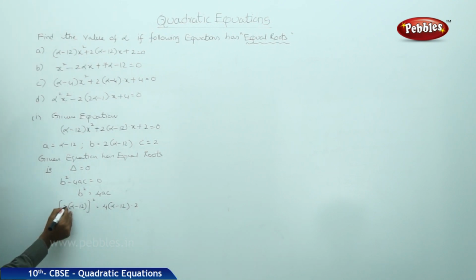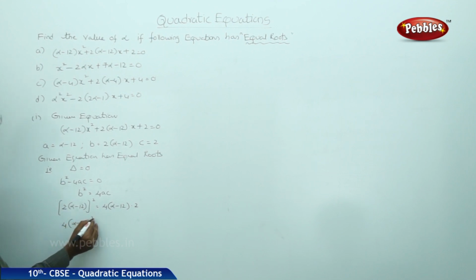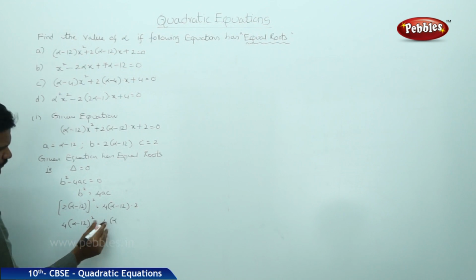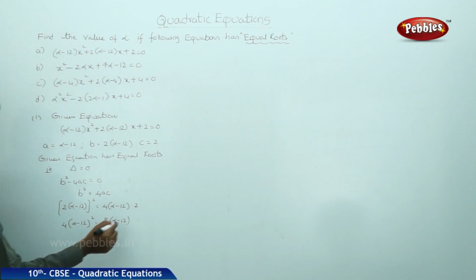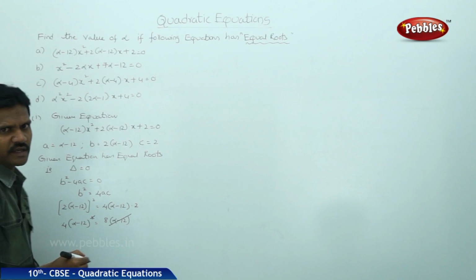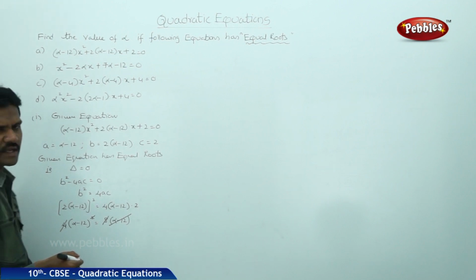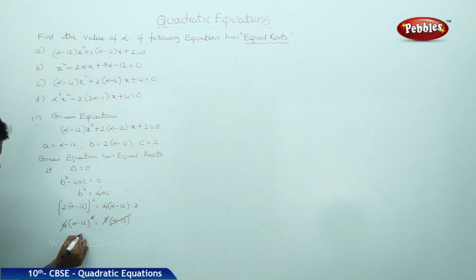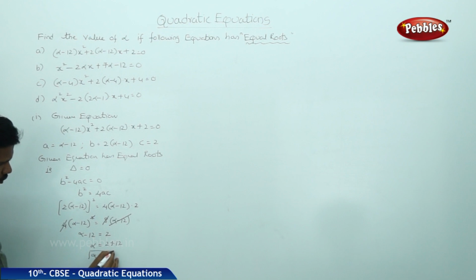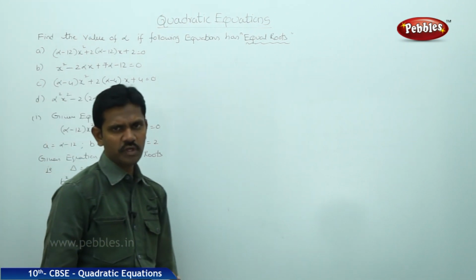Now whole square will be applied to both the parts. 2 square, nothing but 4, into (alpha - 12) whole square is equal to 4 into alpha - 12, 4 twos are 8, into (alpha - 12). Alpha - 12 and square get cancelled. Next 4 and 8 get cancelled. That is, alpha - 12 is equal to 2. Alpha is equal to 2 + 12, that is alpha is equal to 14. Therefore, the value of alpha is 14.